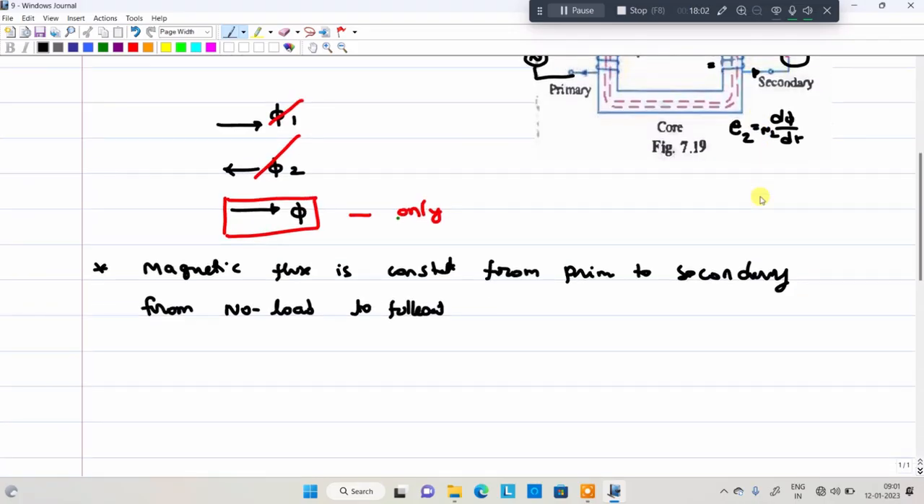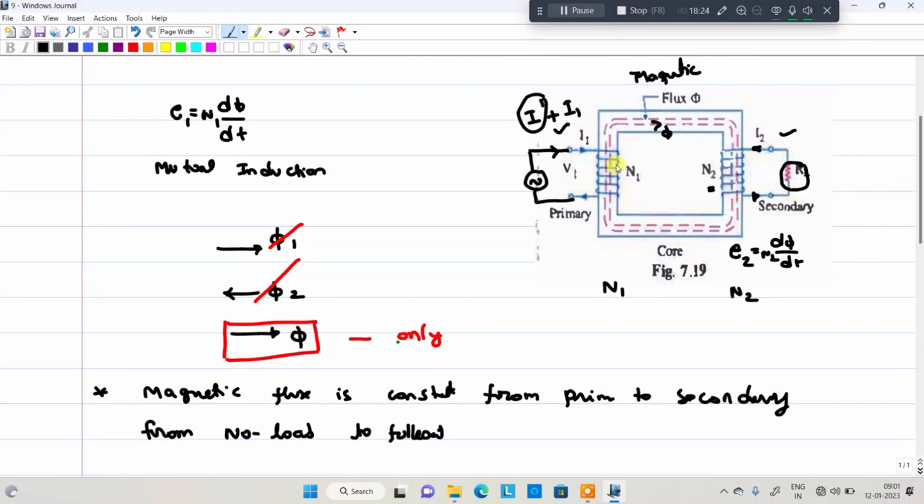Okay, clear? Now, how to decide whether a transformer is a step up transformer or a step down transformer. We have two cases. For example, here the numbers of turns are N1 and N2. Suppose I design the transformer with more turns in the primary. What will happen according to these two equations? Where there are more turns, more induced EMF is generated. Where there are fewer turns, less induced EMF is generated.